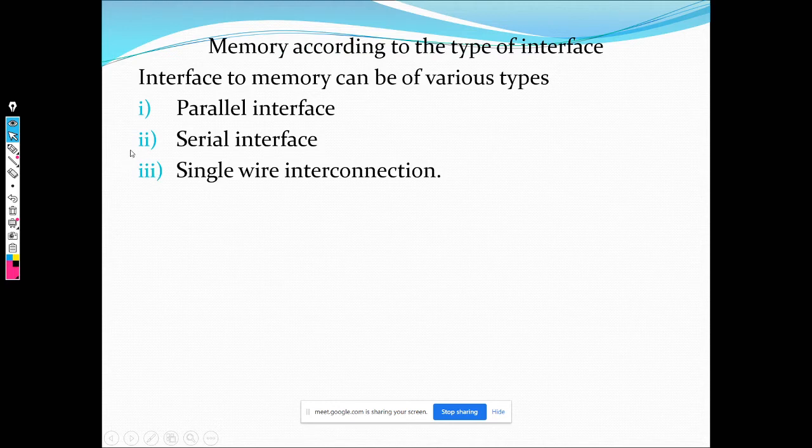Okay. So next we have types of memory interface. There are actually three types of memory interface. One is a parallel interface, the other one is serial interface, and there's one more, not so popular, called a single wire interconnection.